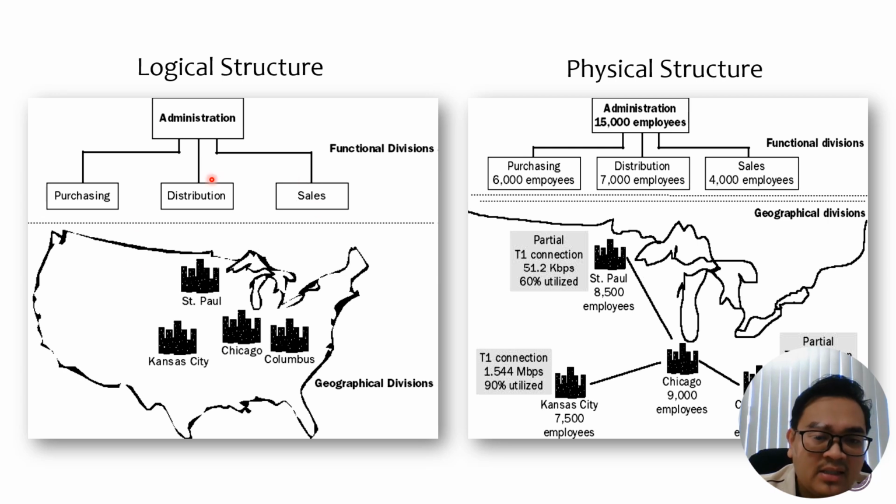So if you can see here, this is a logical structure. Okay, and the admin must do purchasing, distribution, and sales for the functional device in the logical structure. However, for the physical structure, there are a lot of things that we must do. For example, for the administration, there are 15,000 employees, and then the purchasing for 6,000 employees. Distribution department, sales and purchasing, 7,000 employees, and sales for 4,000 employees. So all of these requirements must be considered in the physical structure.